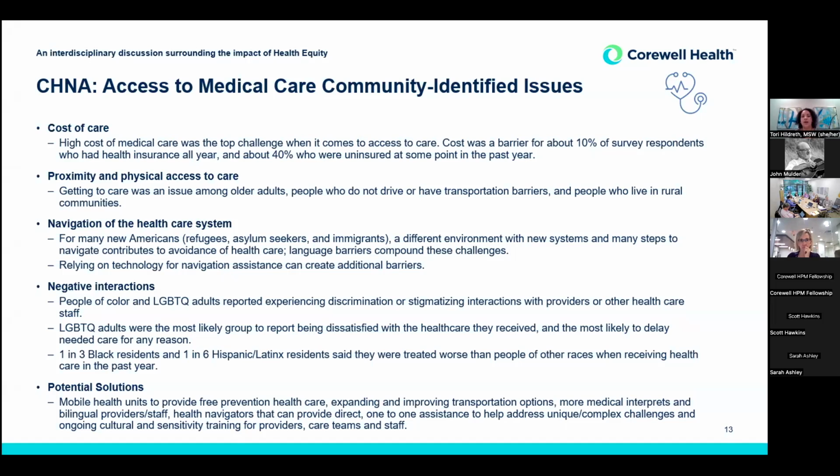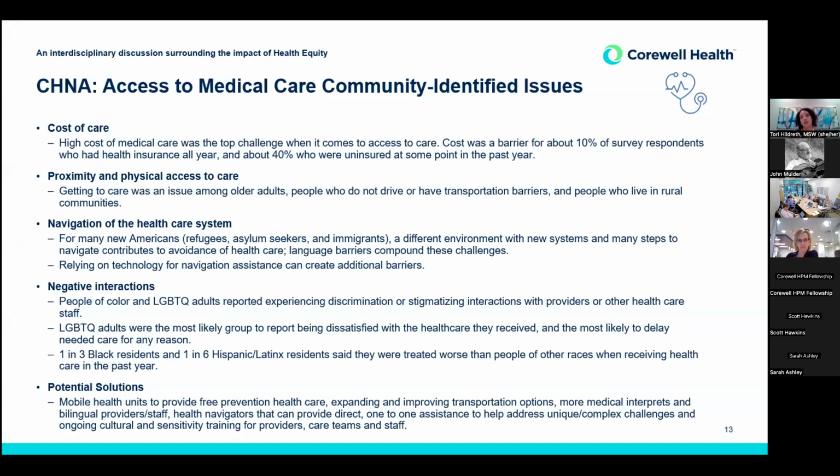And then negative interactions. People of color and LGBTQIA adults reported experiencing discrimination right here in Kent County. These groups were more likely to be dissatisfied with their health insurance. 1 in 3 Black residents and 1 in 6 Hispanic Latino residents said that they were treated worse than people of other races when receiving health care in the past year.